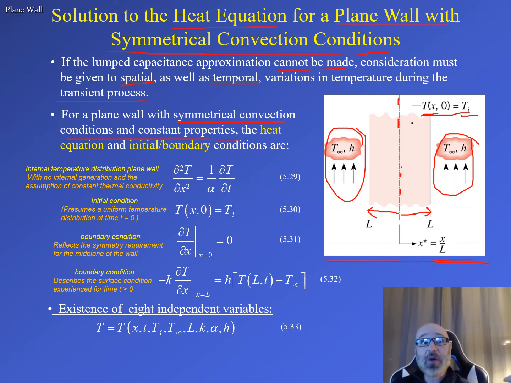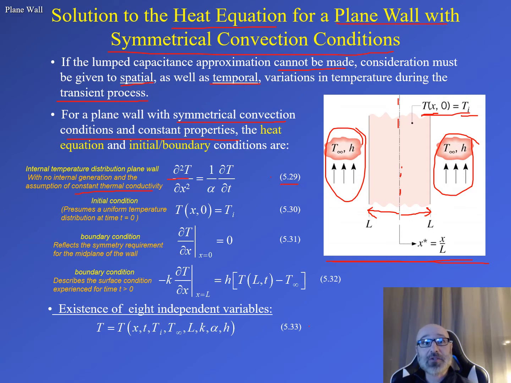So the heat equation and initial boundary conditions are given as the following, and this relates back to equations 5.29 to 5.33 in your textbook right there, where 5.29 gives us our initial temperature distribution, plane wall with no internal generation and the assumption of constant thermal conductivity. So that comes down to this 5.29 there.